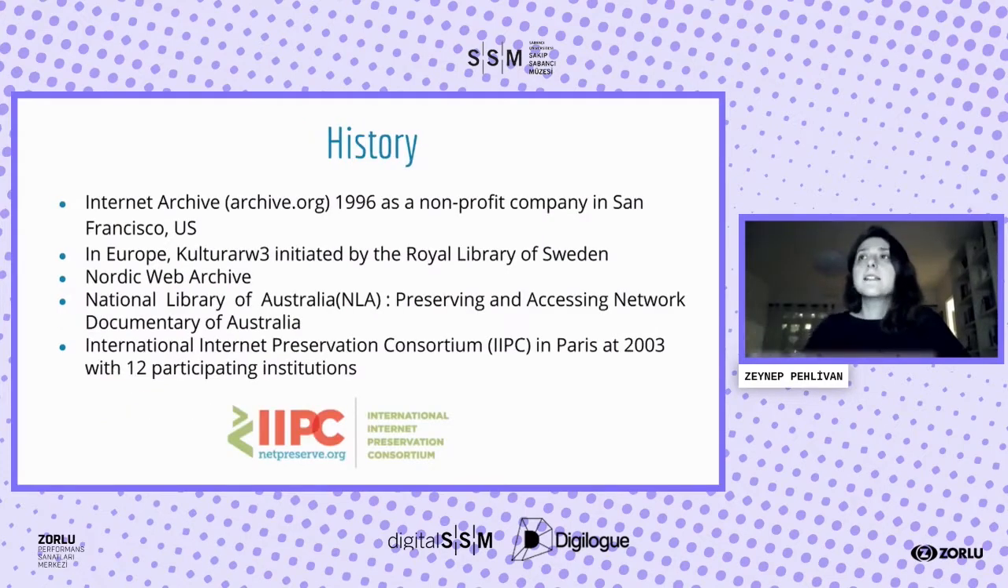So let's start with a brief history of web archiving. In 1996, the Internet Archive, a non-profit company in San Francisco in the US, started to archive the web. At the same time in Europe, the Royal Library of Sweden and Nordic Web Archives started projects. And in Australia, Pandora, Preserving and Accessing Networked Documentary Resources, was launched. After a while, all these projects on different continents wanted to share more information and develop open source applications for web archiving. It ended up with the International Internet Preservation Consortium in 2003, with 12 participating institutions.